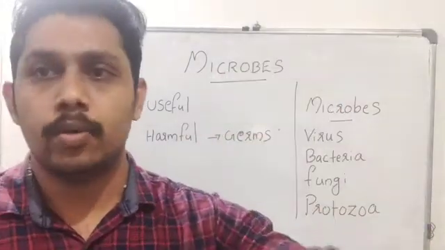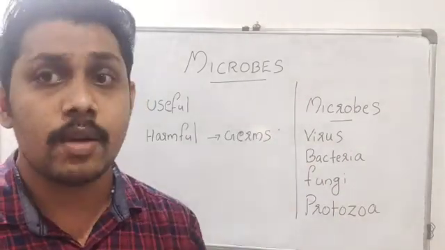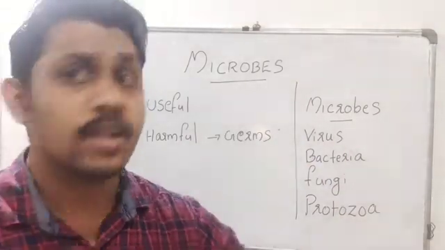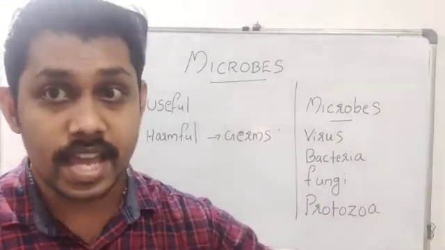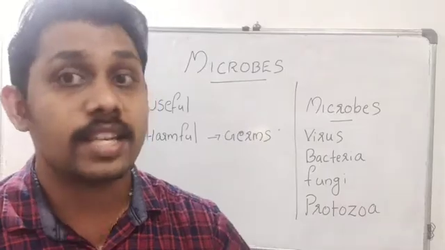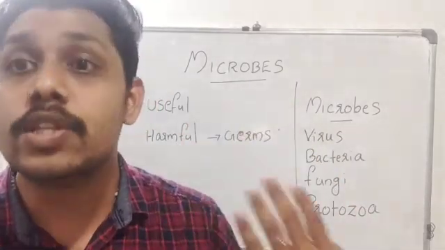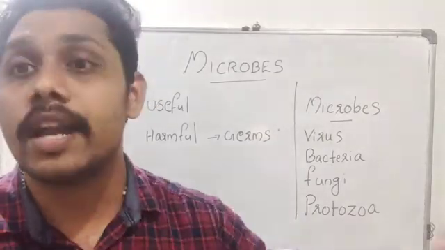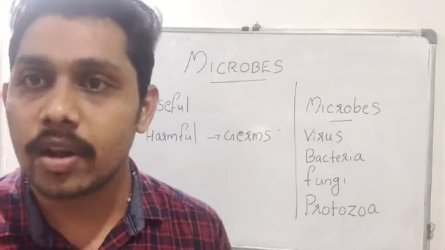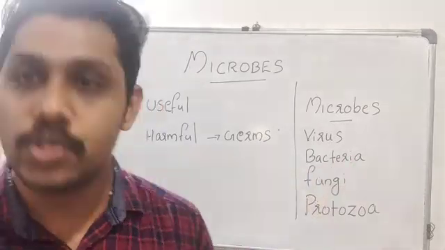When we go out to play and come back home, mother will say, come on, wash your hands, wash your legs. Why? Because when we are playing, so many germs come onto our body. So we need to wash out those germs. So they are called harmful microbes and they are named germs.